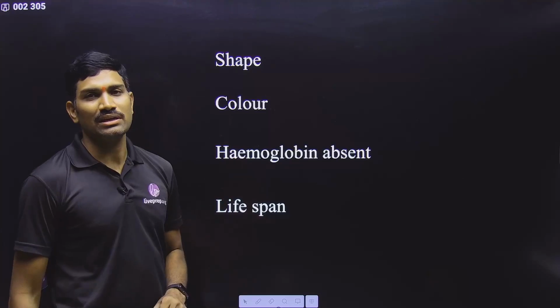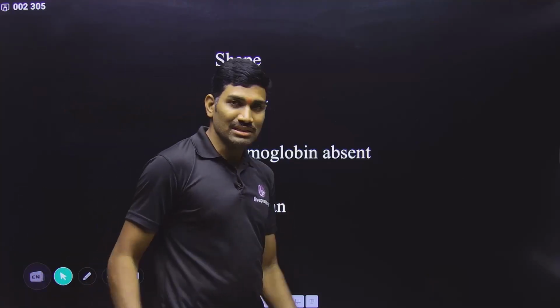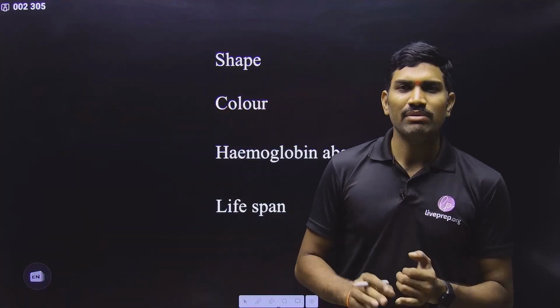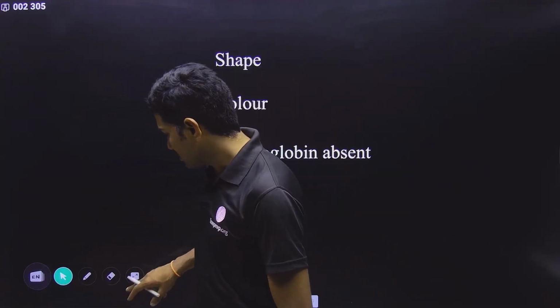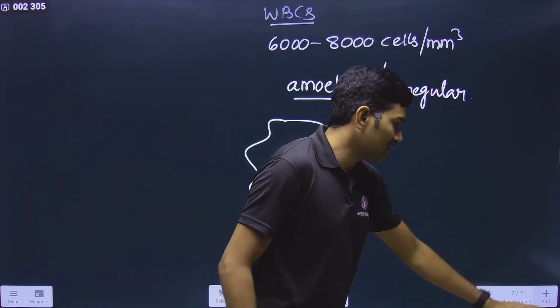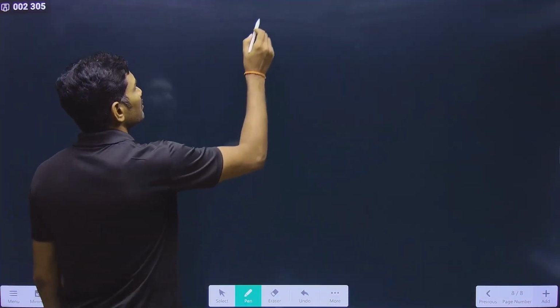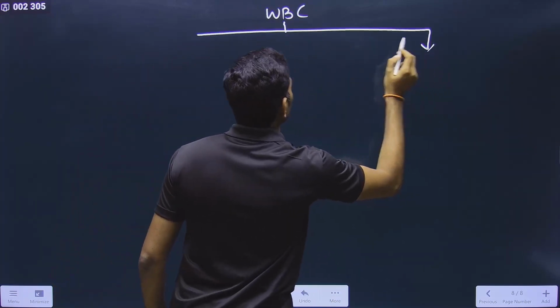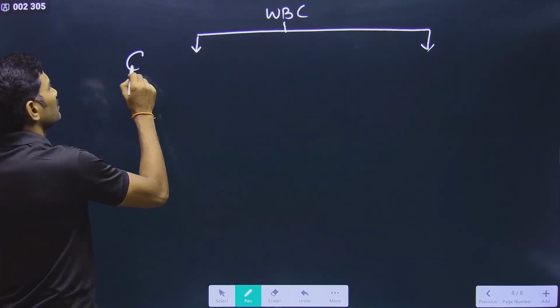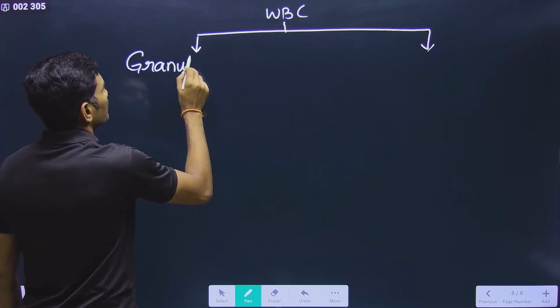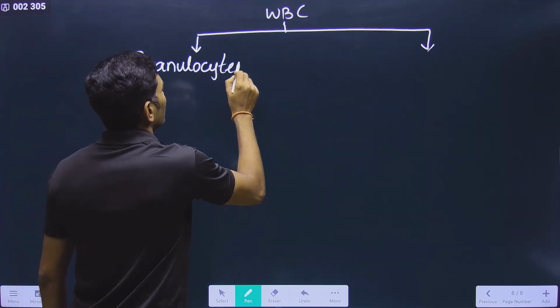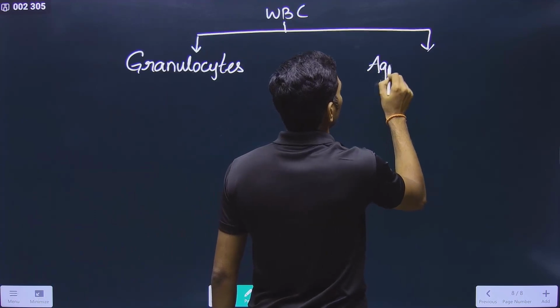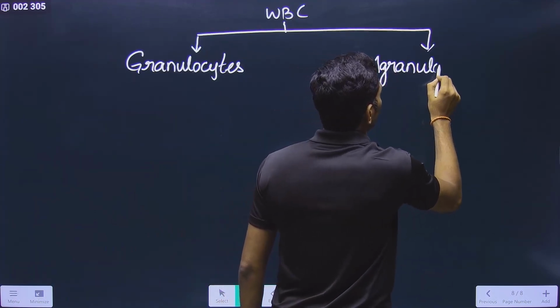Next one, what is the lifespan here? Generally, lifespan of WBC may be a few hours to a few days, that's it. Few hours to very few days. But within the WBCs, we will study the classification. Now I will tell you the classification of WBC, observe carefully. Within the WBC, there are two major groups, called granulocytes and agranulocytes.